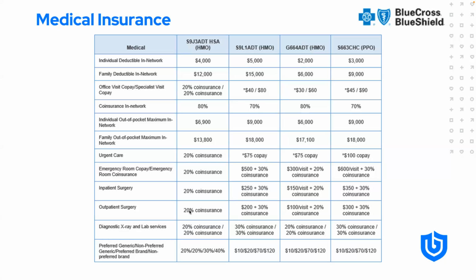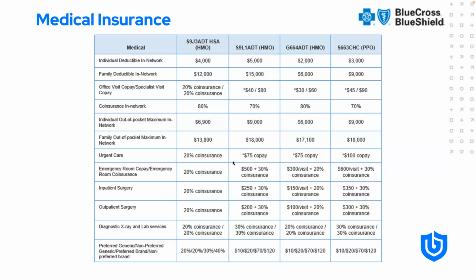No, let's take, for instance, let's look at this third plan here, the medical plan, the G664 ADT. You have an individual deductible of $2,000. Co-insurance kicks in after you've met your deductible.